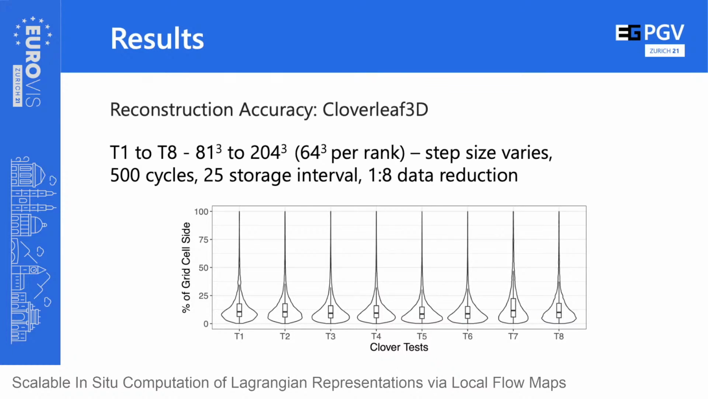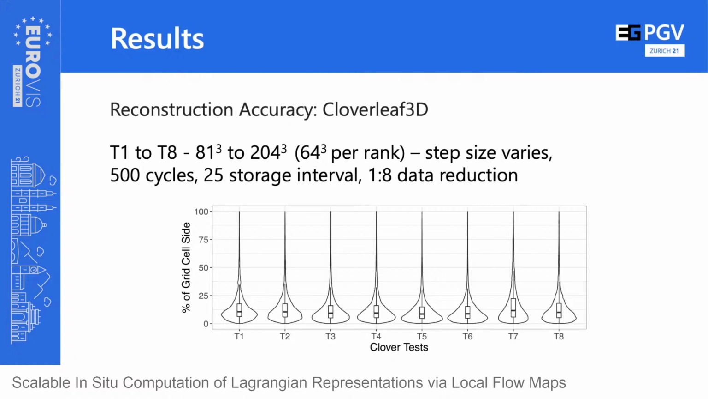Moving on to the reconstruction accuracy results, the violin plot shown here is the reconstruction accuracy for the discarded trajectories from 8 of the weak scaling experiments using the Cloverleaf 3D dataset. The x-axis labels the tests T1 through T8, where T1 is the lowest resolution and T8 is the highest. The y-axis shows the reconstruction error where our metric is the percentage of grid cell side a particle is away from the ground truth. We can see that as the scale increased, for our selected configuration of a storage interval of 25 and 1 particle for every 8 grid points, the reconstruction accuracy did not increase significantly.